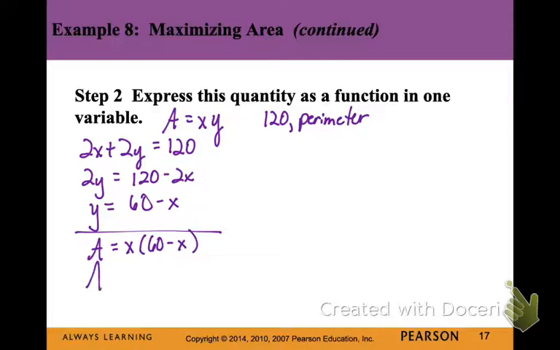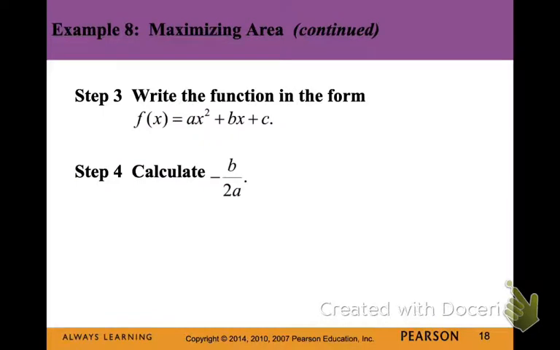And then to finish, we're going to plug those values, x and 60 minus x, into our area equation. So now area equals negative x squared plus 60x. So in function standard form, A of x equals negative x squared plus 60x.